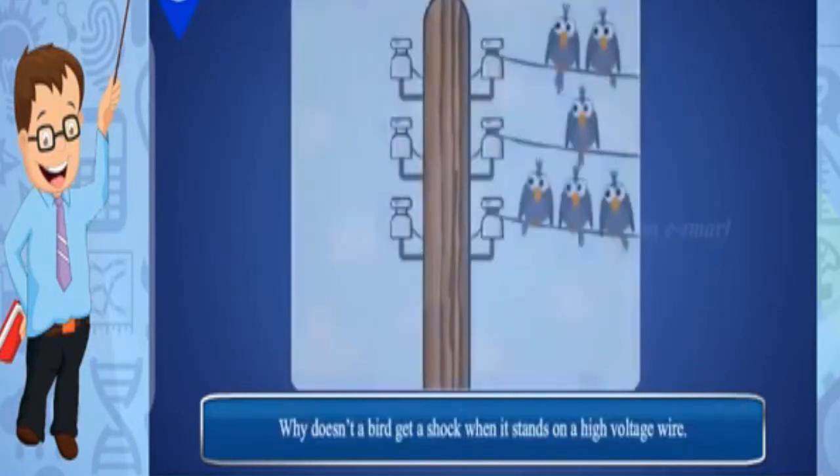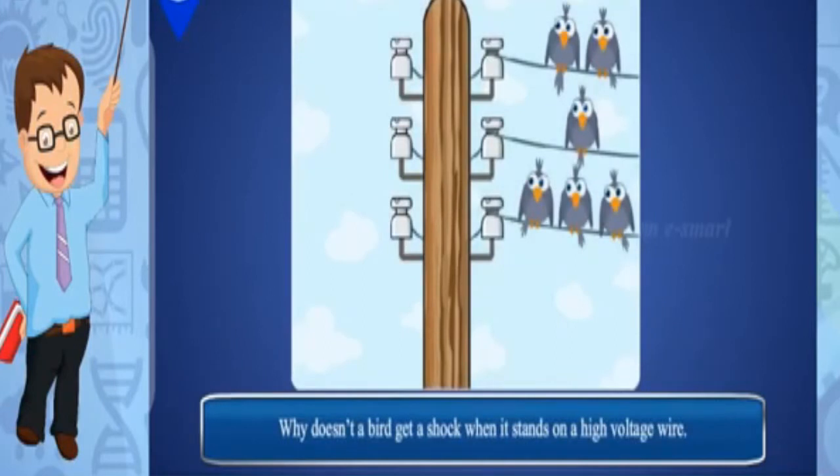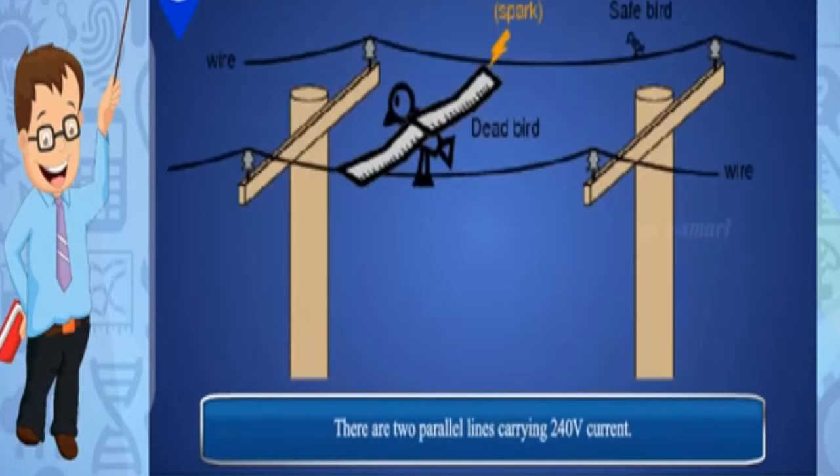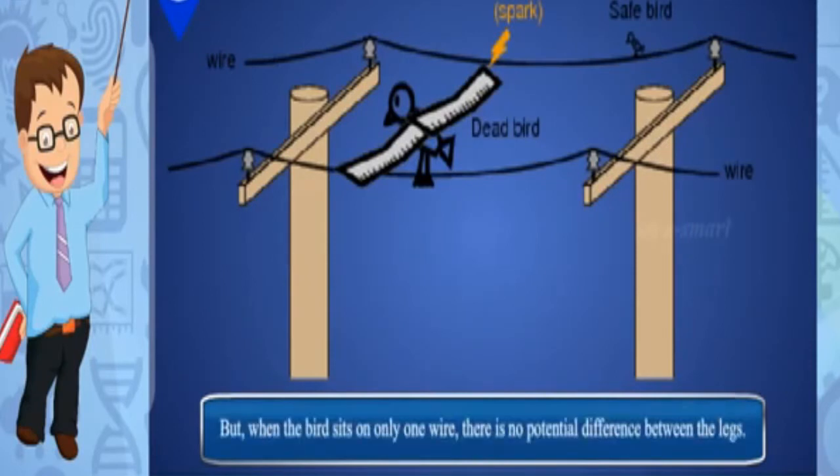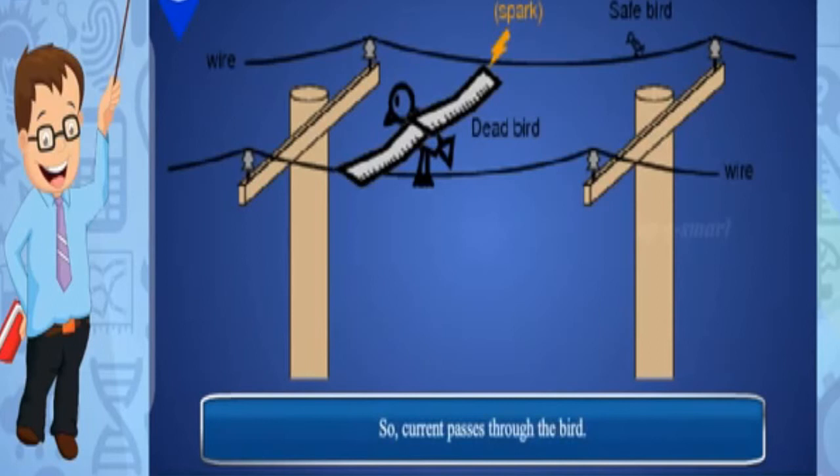Why does a bird not get a shock when it stands on a high voltage wire? There are two parallel lines carrying 240 volts. The current will pass through the body if both the wires are touched at the same time. But when the bird sits on only one wire, there is no potential difference between its legs, so no current passes through the bird. Hence, it does not feel any electric shock.